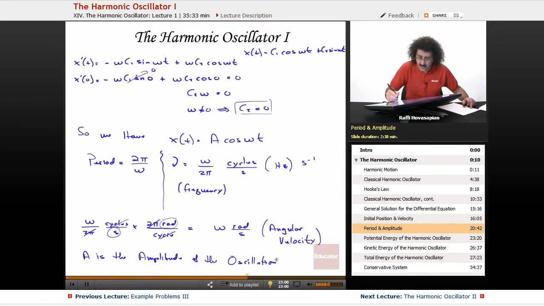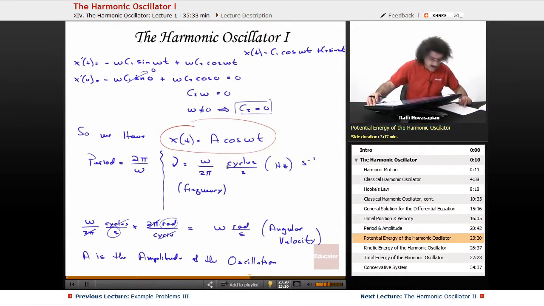Okay, so all of this information is extractable from this. Amplitude, angular velocity. Angular velocity divided by 2 pi gives you the frequency. Take the reciprocal of the frequency, it gives you the period. Or you can just take 2 pi over the angular velocity, that'll give you the period. All of this information comes from that.